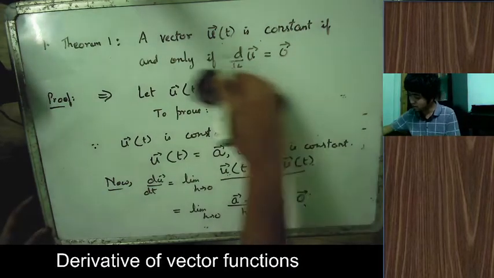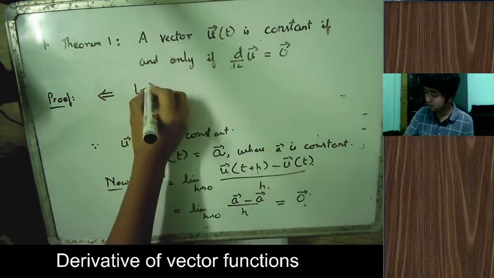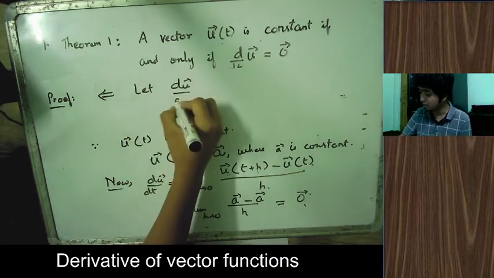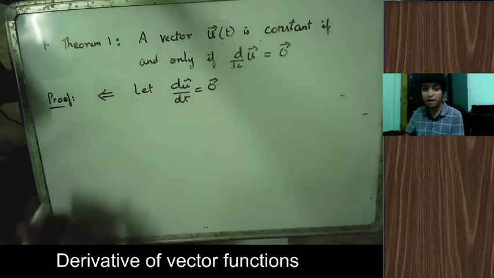Now the converse. The converse will be that du/dt equal to 0. So we need to show that u bar (t) is constant.